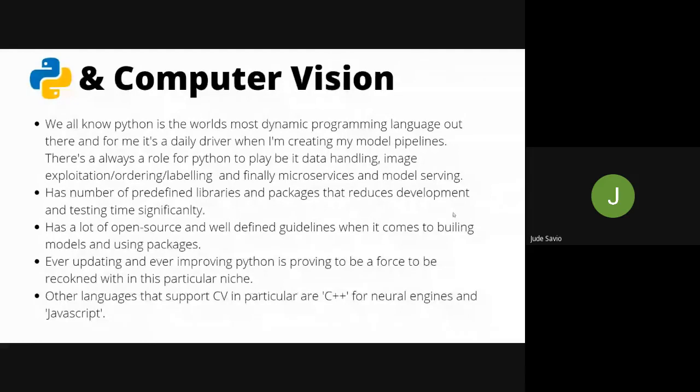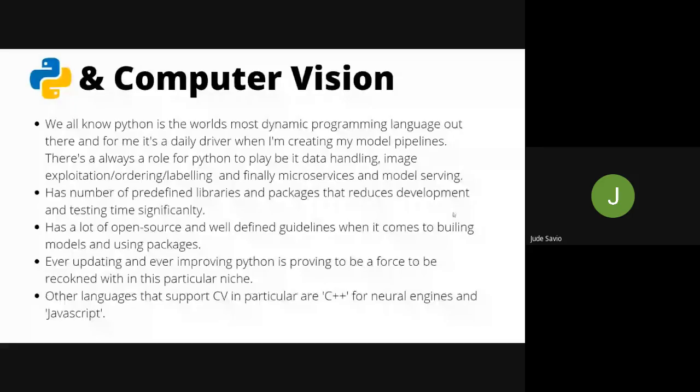So when it comes to data science and model building or machine learning, Python always has a greater edge than R. And as I said earlier, other languages that support CV in particular are C++ for neural engines and JavaScript. By JavaScript, I basically mean React Native, because React Native has extended its liberty to supporting TensorFlow. So you can do machine learning in the browser itself. If you have a web app that wants to authenticate a user based on his face, we can do that as well. So React Native is proving to be a good deal when it comes to browsing as well.